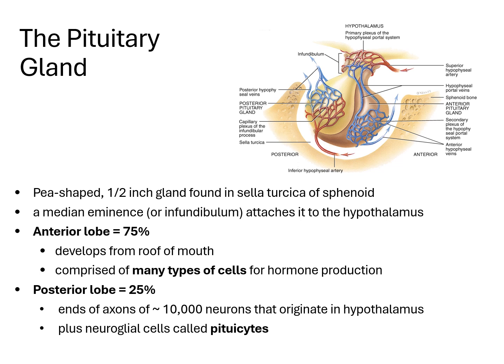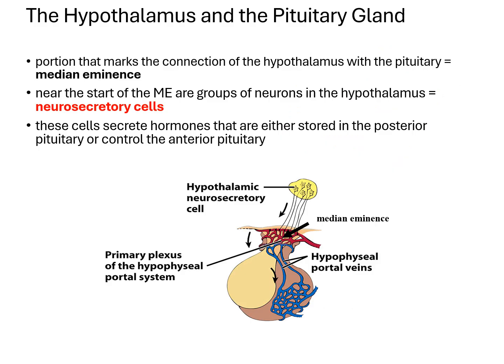The smaller lobe is the posterior lobe, and those neurons which originated in the hypothalamus, whose axons formed the infundibulum, these axons terminate in the posterior lobe, where the products from those neurons can be stored. The posterior lobe is specifically made up of neuroglial cells called pituocytes. The portion that marks the connection of the hypothalamus to the pituitary is that stalk-like structure called the median eminence.